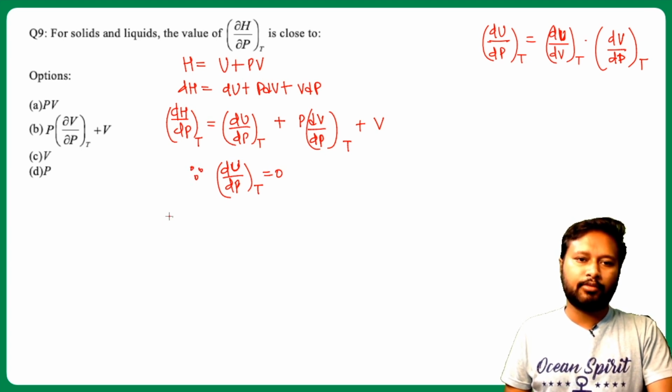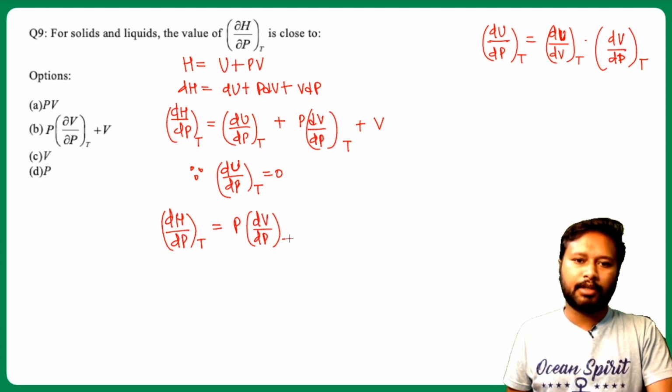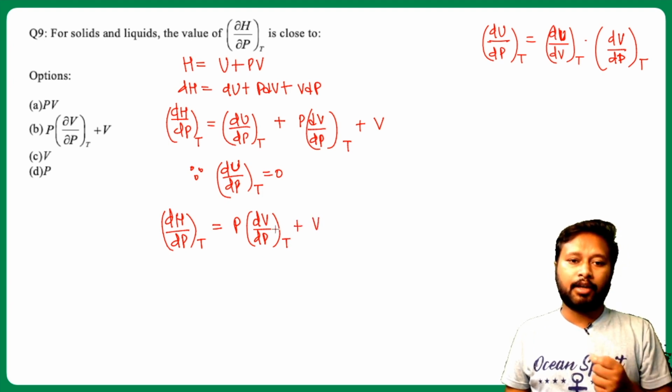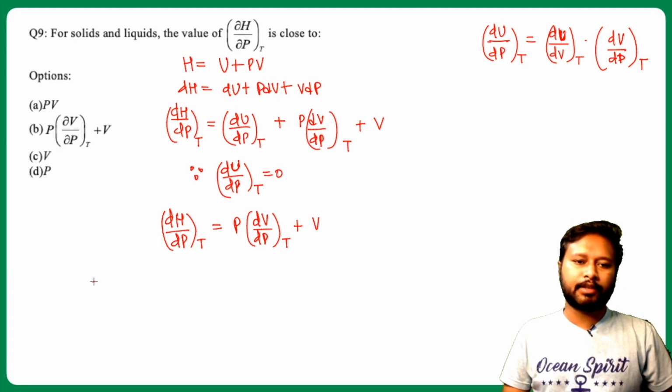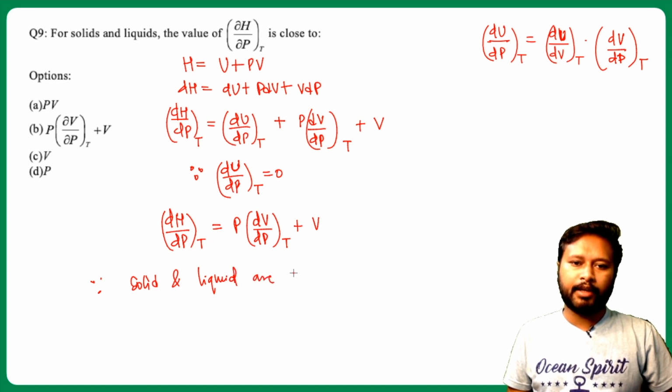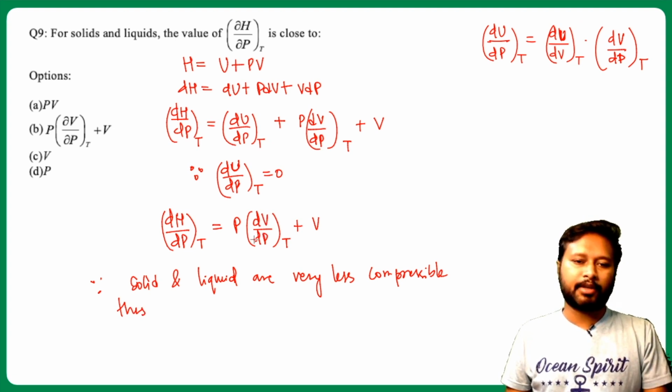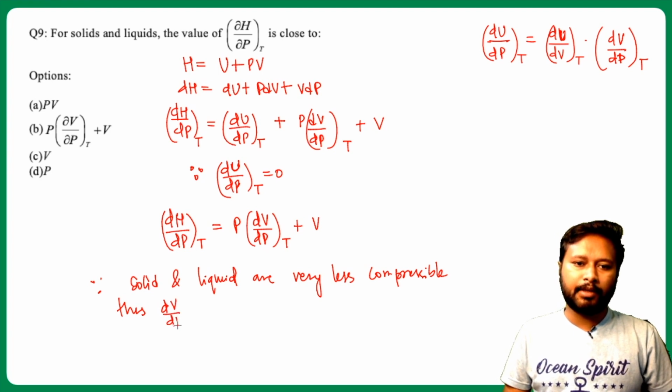So using that part, you will have dH by dP at constant T equal to P dV by dP at constant T plus V. That's what you are going to have. Now this part is telling you the variation of volume with change in pressure. Since solids and liquids are very less compressible, you cannot compress them. Thus, the variation in volume with changing pressure will not be much. So that's why dV by dP at constant T will be roughly around 0. So this part will become 0, and that's what will be your final answer.